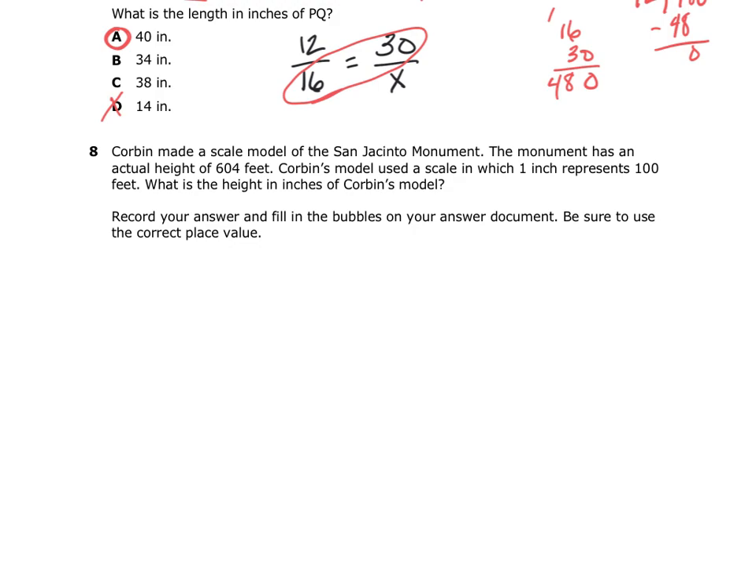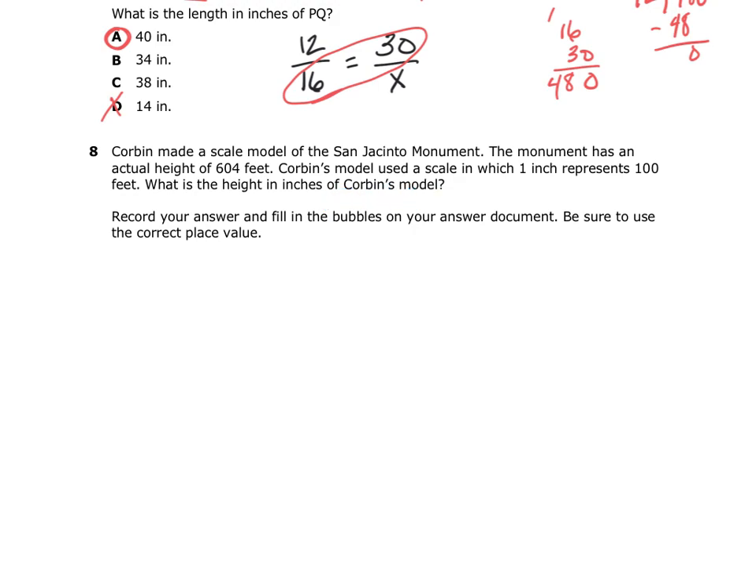Question 8. Corbin made a scale model of the San Jacinto Monument. The monument has an actual height of 604 feet. Corbin's model used a scale in which 1 inch represents 100 feet. What is the height in inches of Corbin's model?